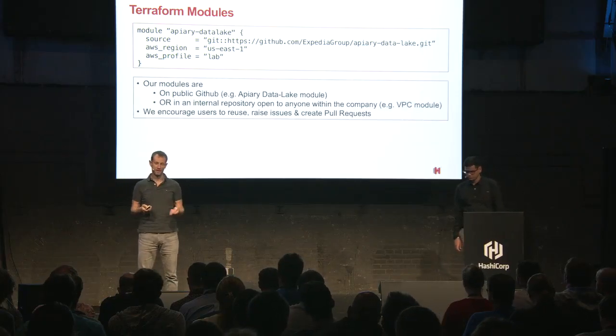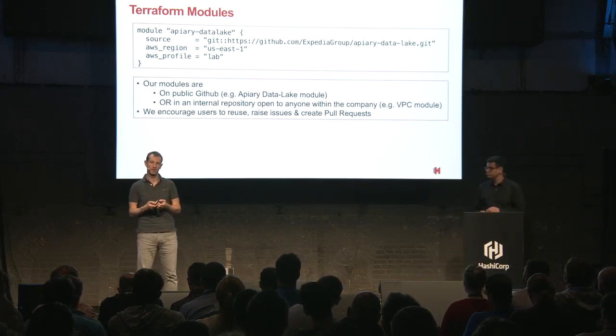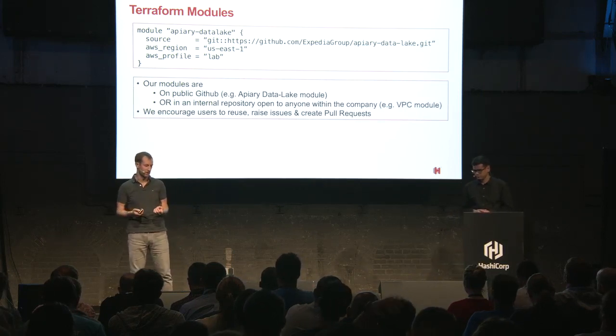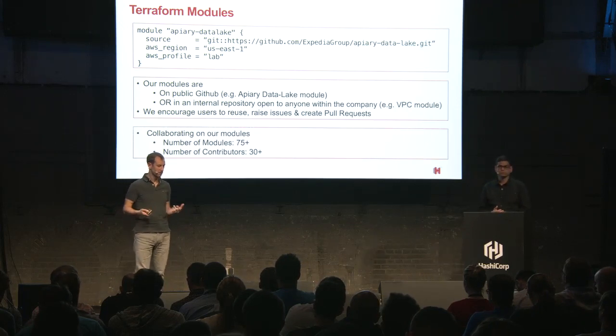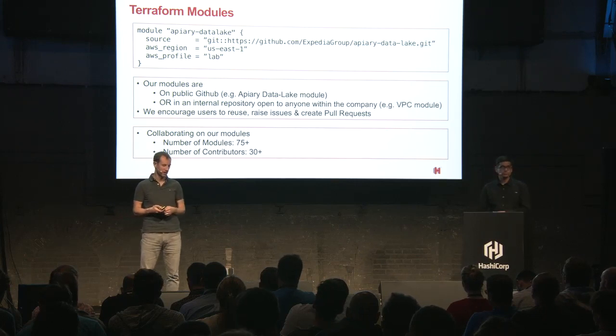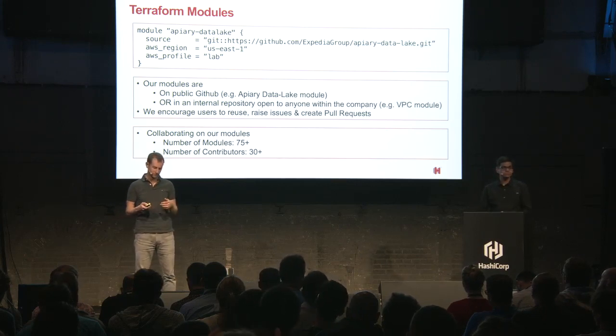So our modules, some of them are on public GitHub, and you can go and find them there. Or they're on an internal repository. But the ones on an internal repository are made public to all internal users. And we strongly encourage users to reuse, raise issues, and create pull requests on those modules. So this is about our collaboration. We have over 75 modules in Hotels.com, and there's over 30 contributors.